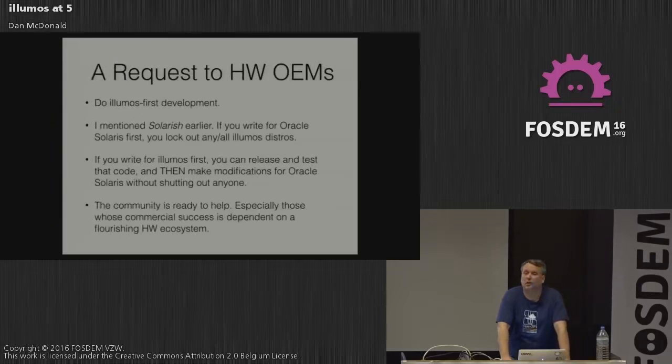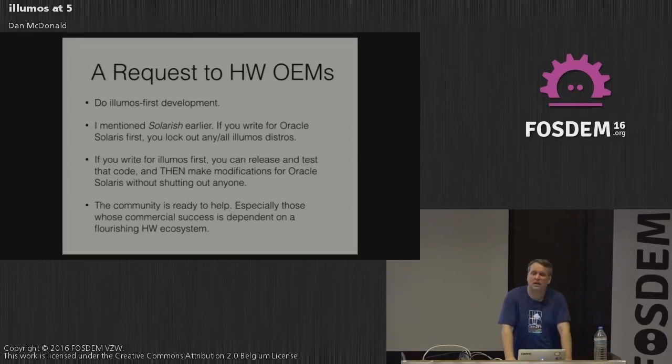I do have one last favor. Anybody here who works with hardware OEMs, I would like to ask those people to do illumos development first. I mentioned Solaris earlier as an adjective. If you write for Oracle Solaris first, you're handcuffed. You really are. And you will lock out all the NexentaStor customers, all the SmartOS customers, all the OmniOS customers. If you write code for illumos first, you write it under CDDL, which is a license that's perfectly acceptable to Oracle for pulling it in. And you can make modifications for Oracle without shutting anyone else out.